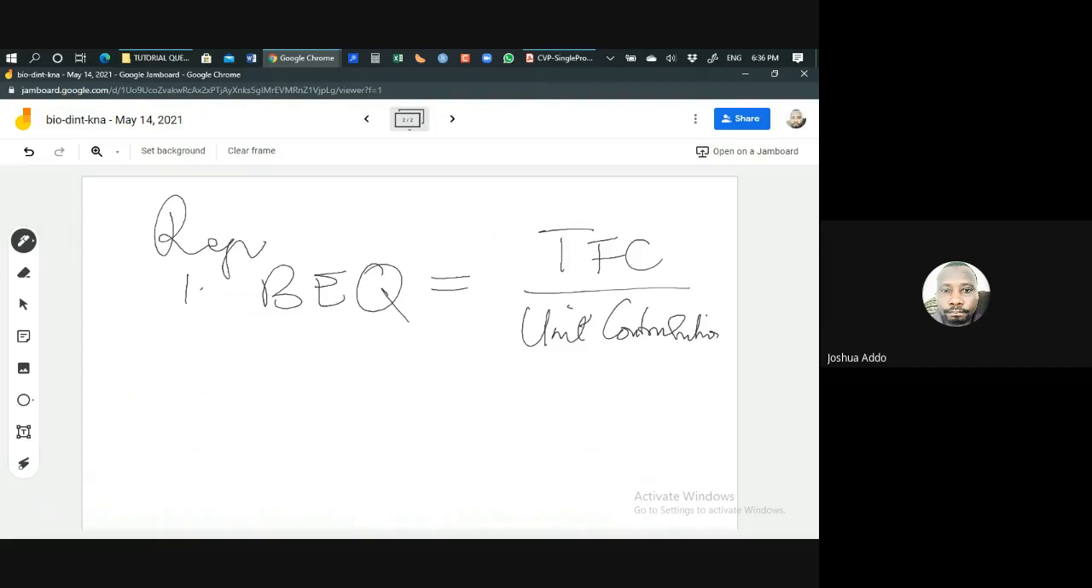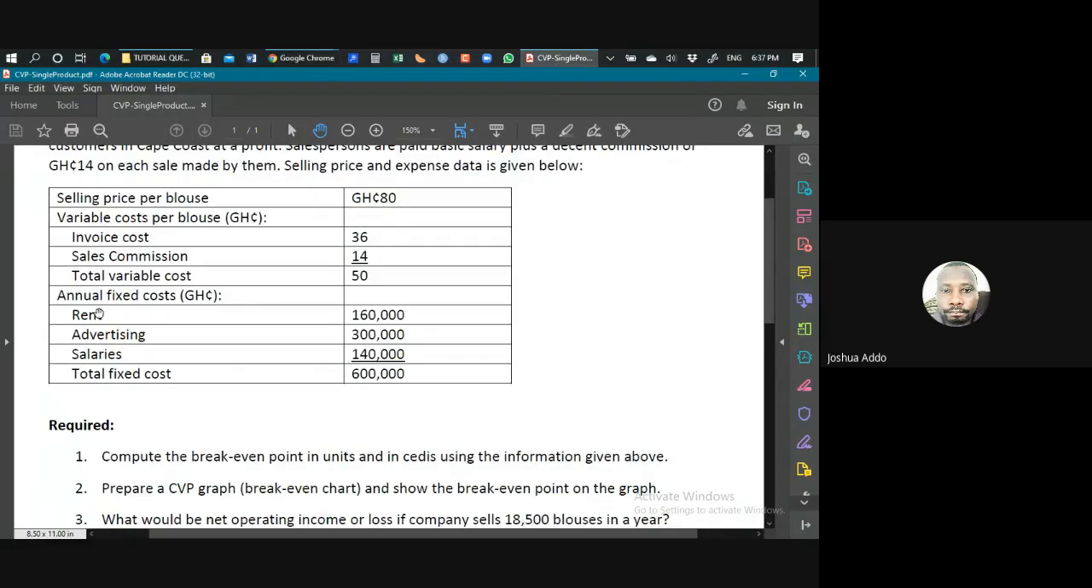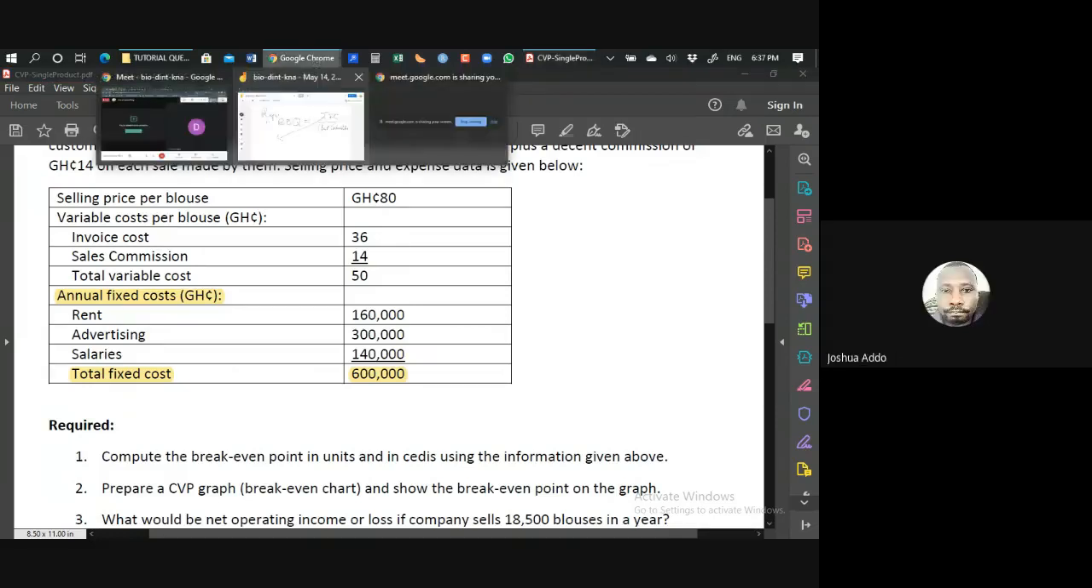Now, if you go to the question, how do we know total fixed cost? We are now going to see total fixed cost from the question. If you look at the question, you will see that we have here annual fixed cost, and the annual fixed costs are divided into rent, advert, and salaries. So the sum of these three elements of fixed cost gives us the total fixed cost. And you can even see that they have written here total fixed cost. The total fixed cost is 600,000.